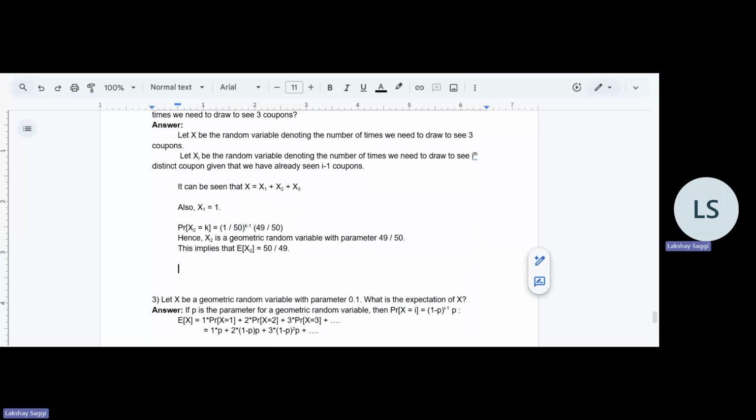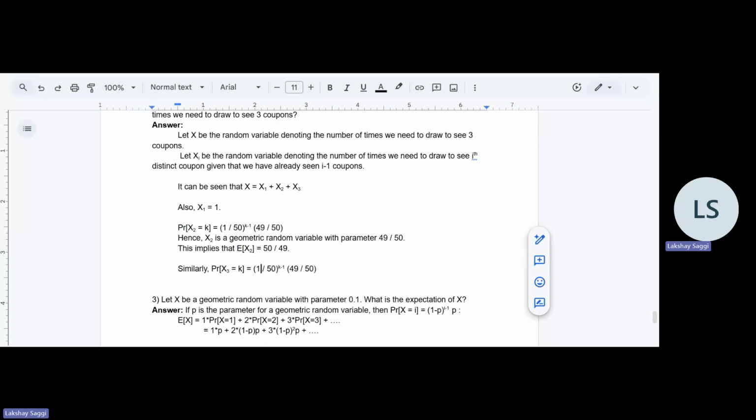And similarly, if we are now trying to find x3, for x3 we have already seen two coupons, and now we need to find the number of times we need to pick a coupon so that we pick a coupon which is distinct from the first two coupons. So what will this be equal to? Maybe I'll just copy the formula. And what's the probability that x3 equals k?